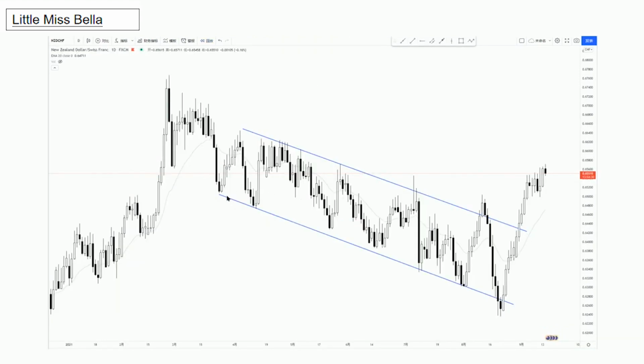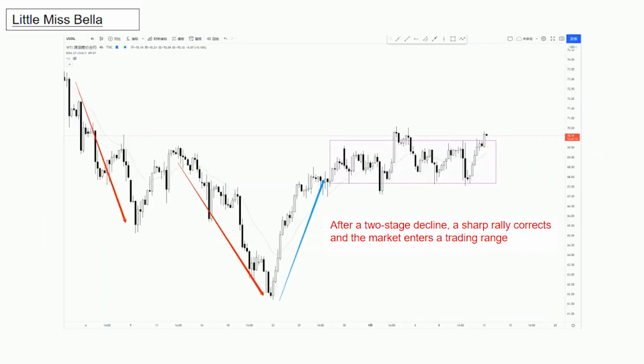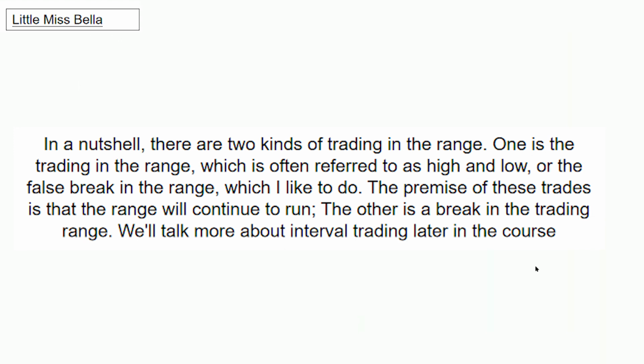Like this down channel, which is also one of the things that happens during the trading session, where you have false break after false break, and it ran for a very long time, which is characteristic of trading bands.